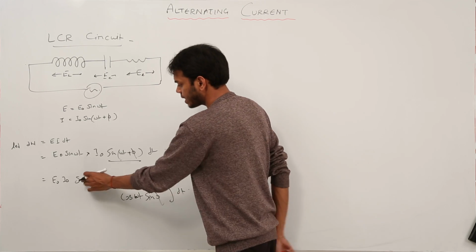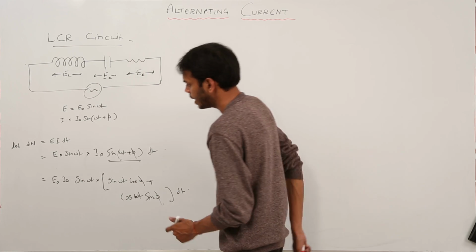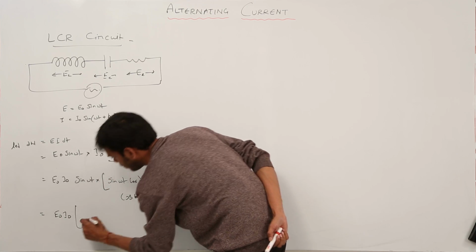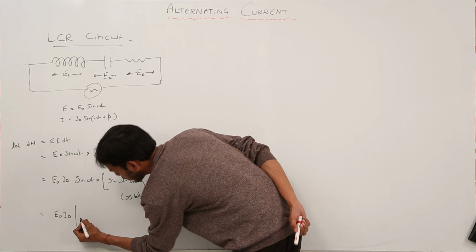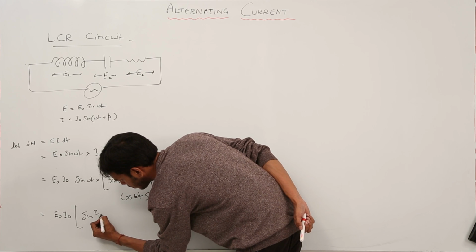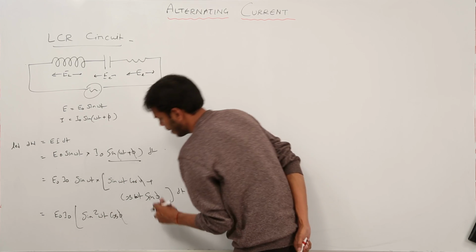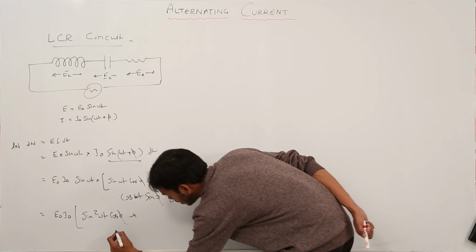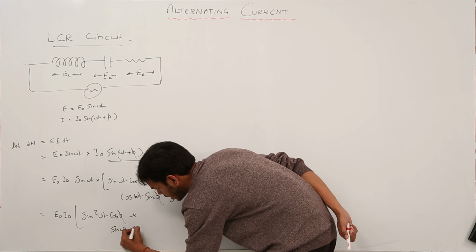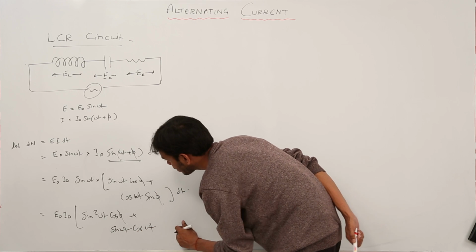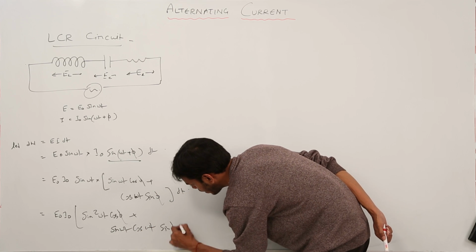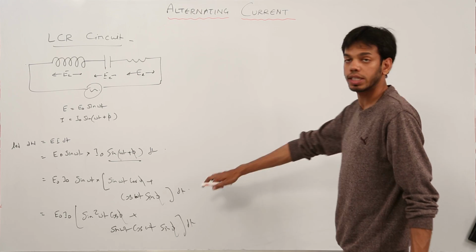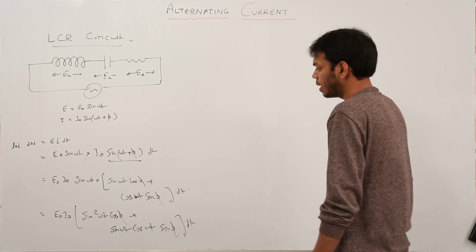If I multiply this sin omega t with this whole term, I will get what? E naught I naught sin square omega t cos phi plus sin omega t cos omega t sin phi. This whole thing into dt. Okay. Please try to understand my bad handwriting.